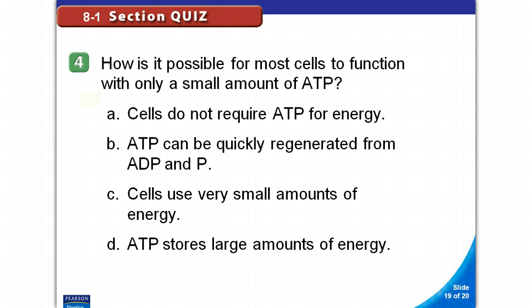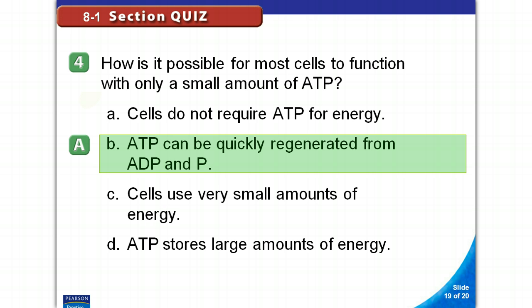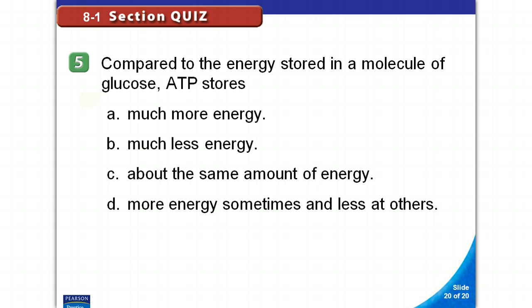Number 4. How is it possible for most cells to function with only a small amount of ATP? ATP can be quickly regenerated from ADP and P. Compared to the energy stored in a molecule of glucose, ATP stores much less energy. And this is the end of the section.